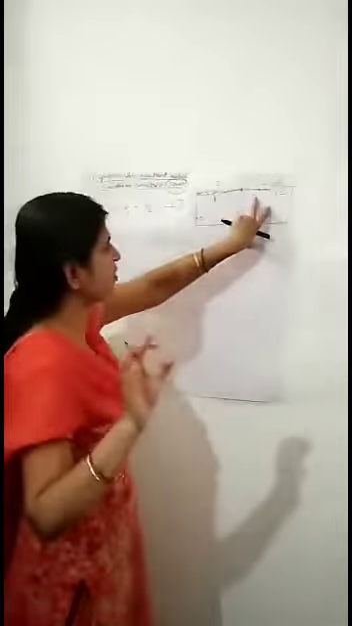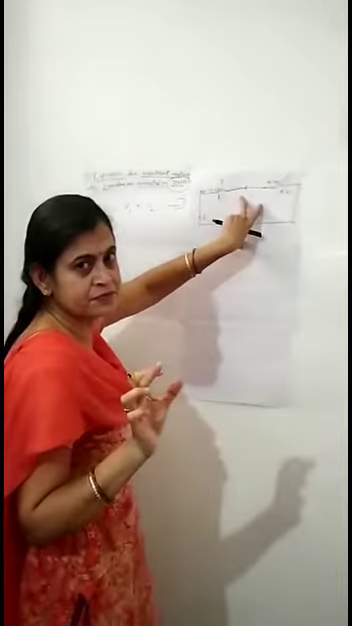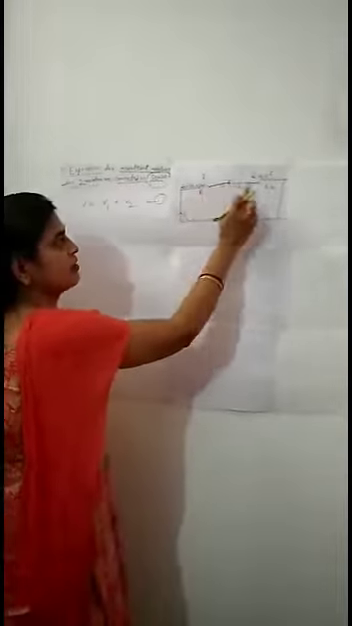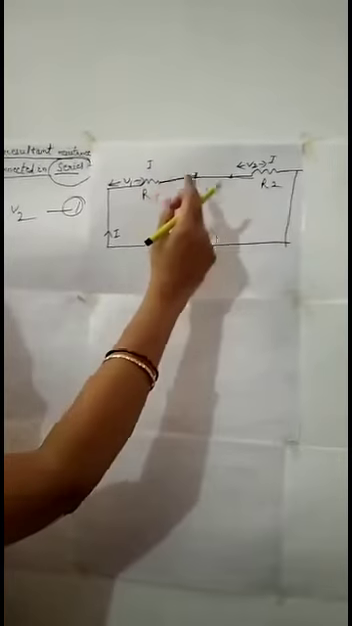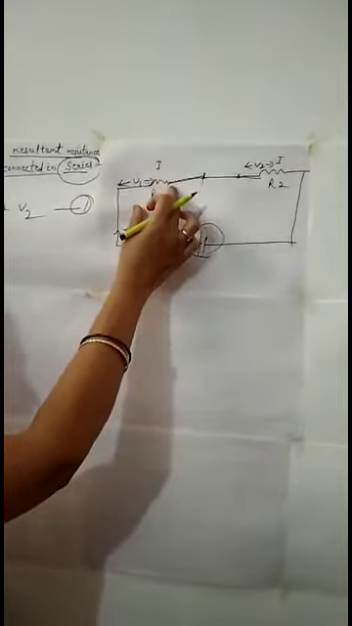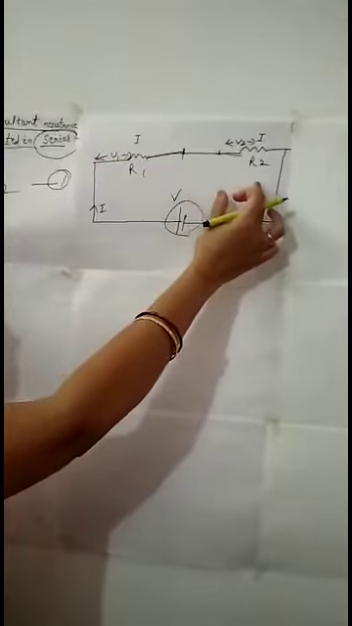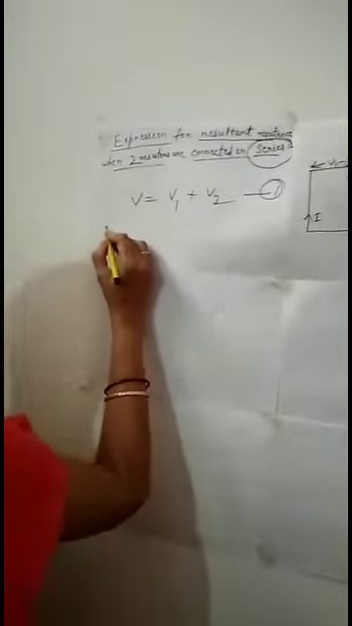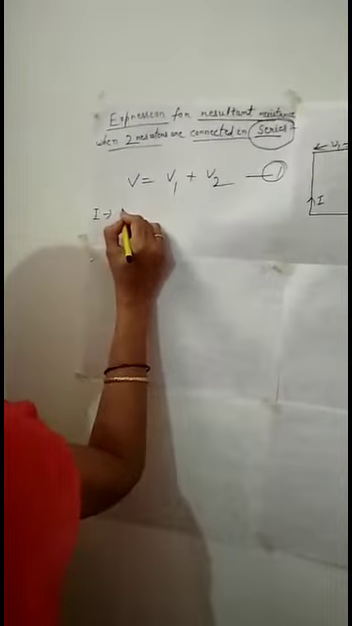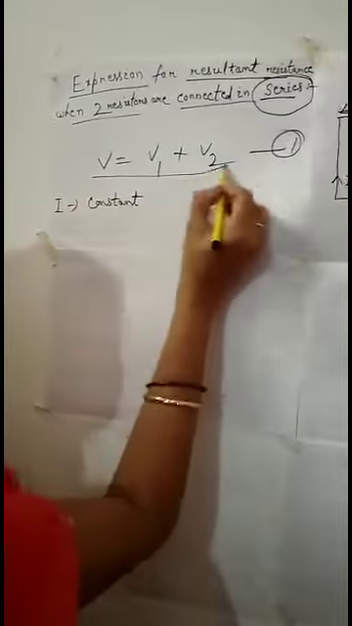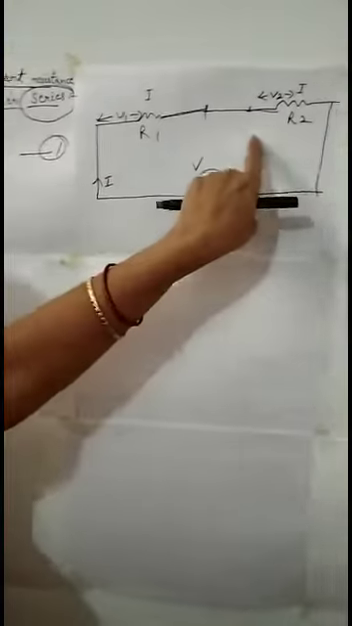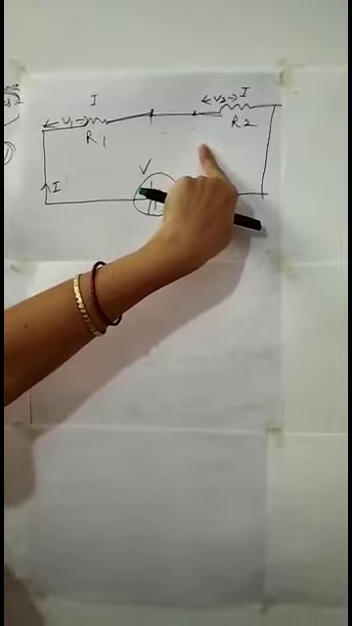Again, I am saying in series connection, if we connect the resistors end to end, that means one terminal of resistor R1 is connected to another terminal of resistor R2, and at that time current I remains constant, and the potential difference is divided. Then the connection is called series connection.